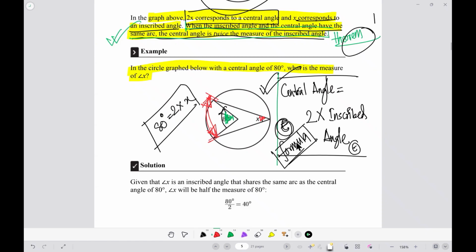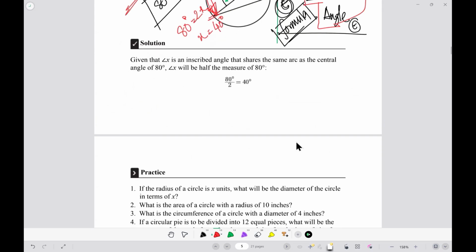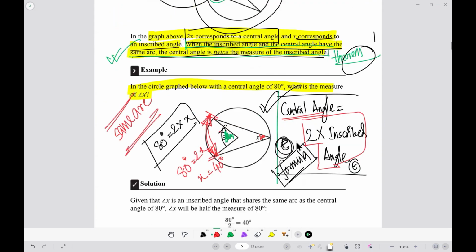If they were not sharing the same arc, then we couldn't use this theorem. This theorem is only valid in such a situation where they are sharing the same arc, and then we can say the central angle is equal to twice the inscribed angle. So from that theorem, we can write 80 degrees equals twice x, so x is equal to 40 degrees. Do you understand it? It's just like drinking water.